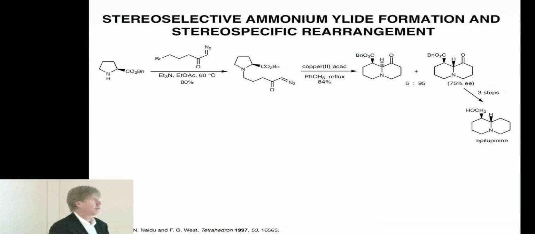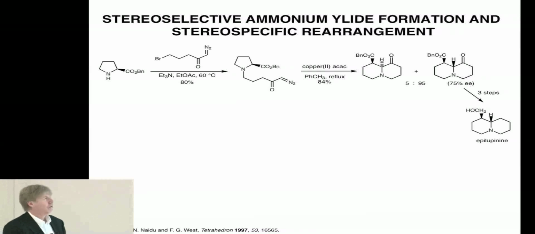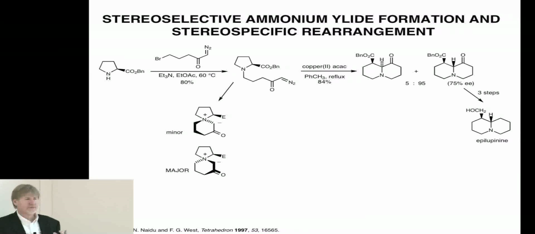What about enantioselectivity, though? 75% EE. All right, so we got to remember that number. But let's try to explain the 95-to-5 first. Our sort of starting explanation would be this.